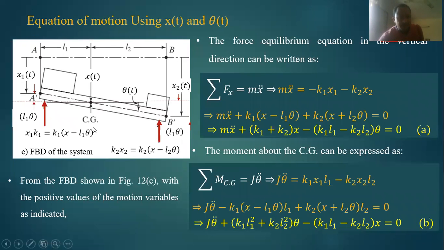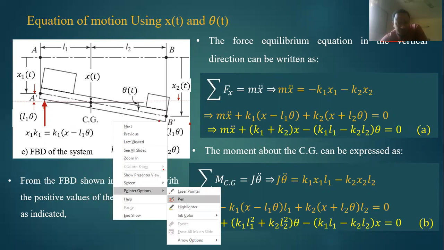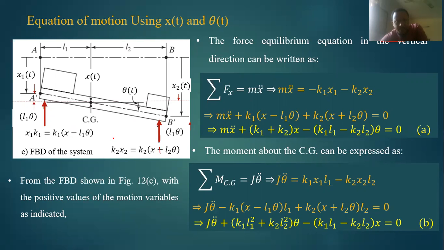One thing, this term is plus here. Why? Because this distance x1 is equal to x of t minus L1 theta. This is correct. Here, x2 is equal to x plus L2 theta, so this one is with a plus sign. So let me improve it. Here it is plus.